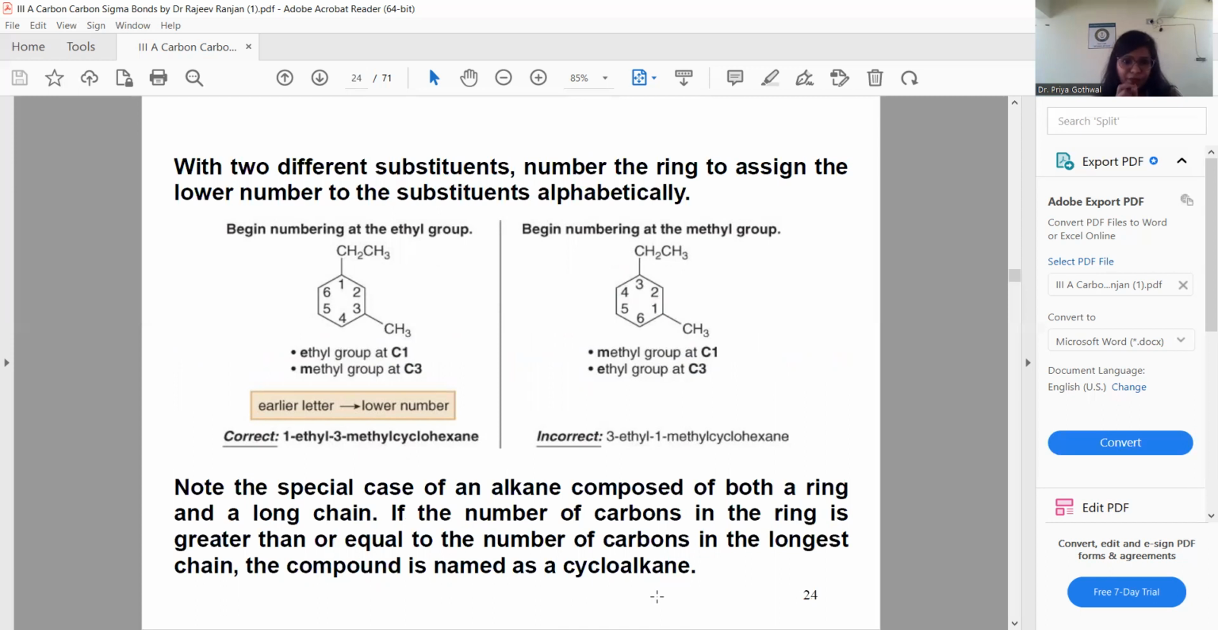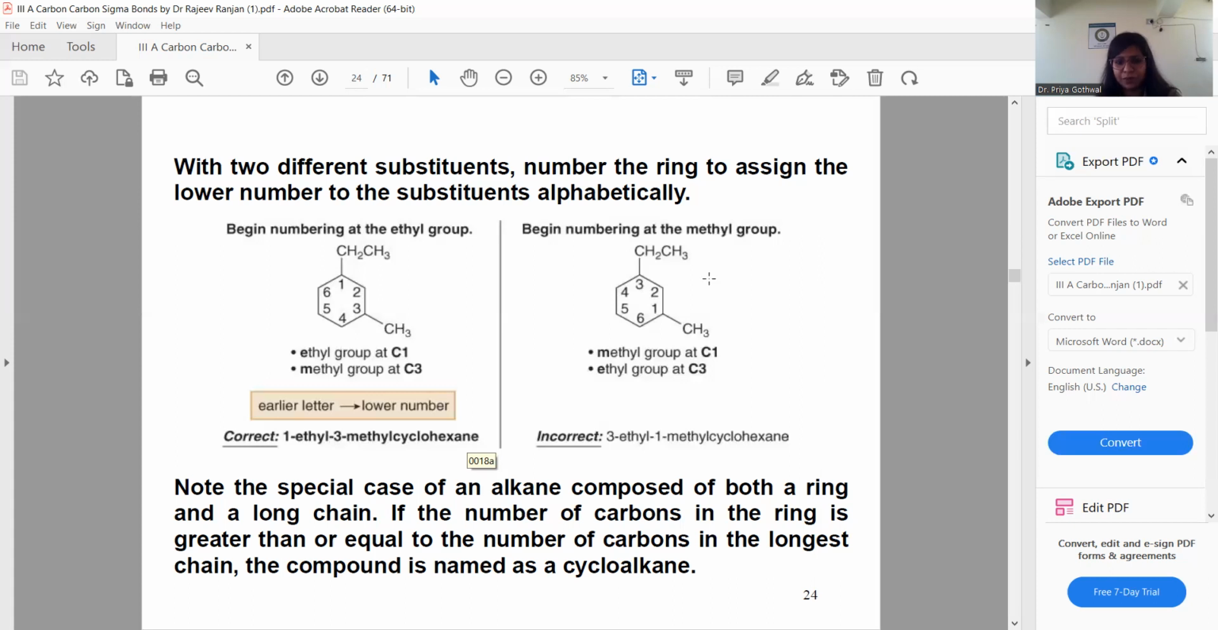If there are 2 different substituents, number the ring to assign the lower number to the substituent that comes first alphabetically, beginning numbering at the ethyl group. Here, the ethyl group is at C1 and the methyl group at C3 position. So the earlier letter gets the lower number according to the alphabetical rule of the nomenclature system. So the correct numbering is 1-ethyl 3-methyl cyclohexane.